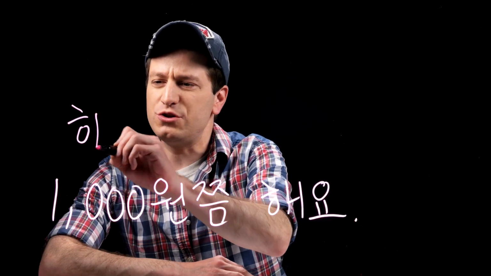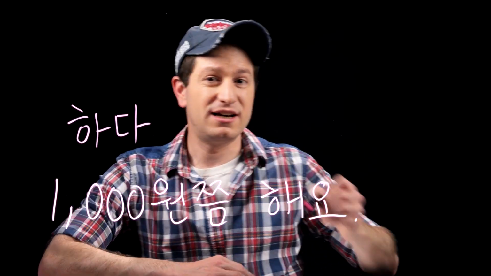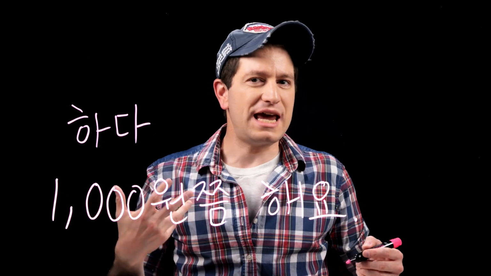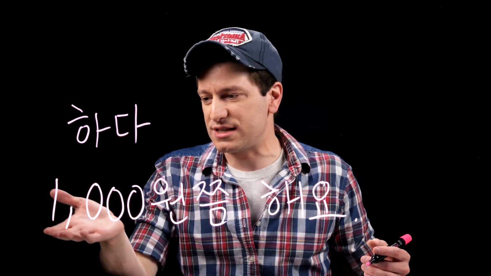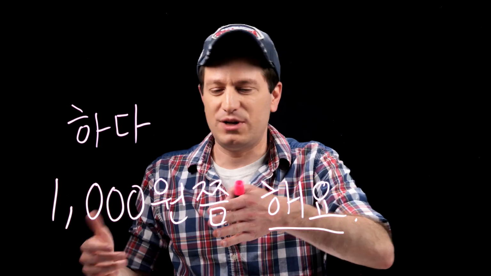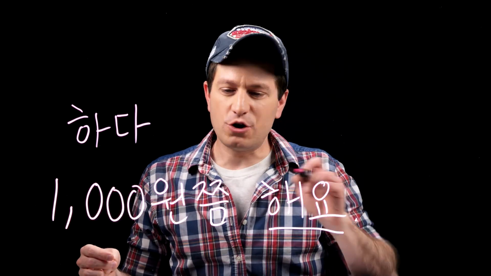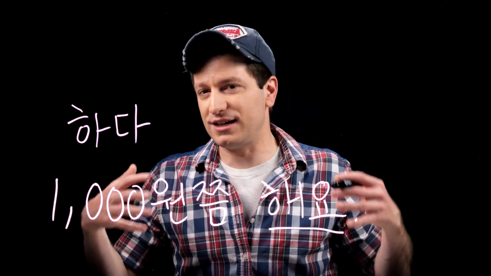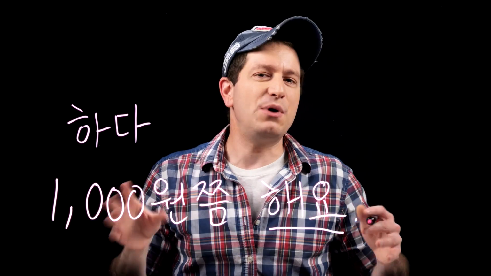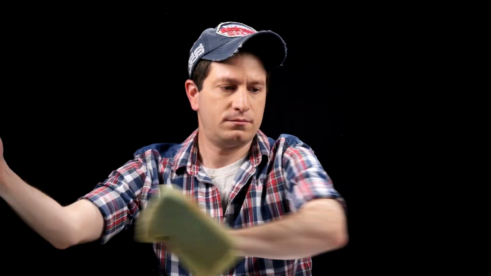You can also use 쯤 together with the verb 하다, to do, when you're saying something costs about an amount of money. So you could say 1,000원쯤 해요, so it is about 1,000 won. Note though, this is a casual way of just saying the price of something. So it's not, again, something you would write in an essay, but it's okay for regular conversation.